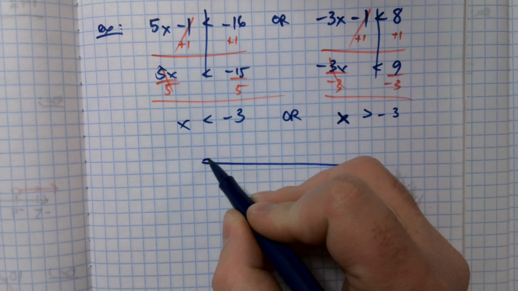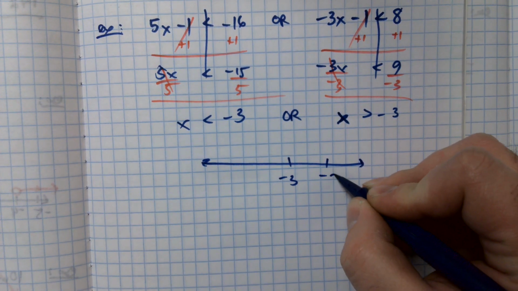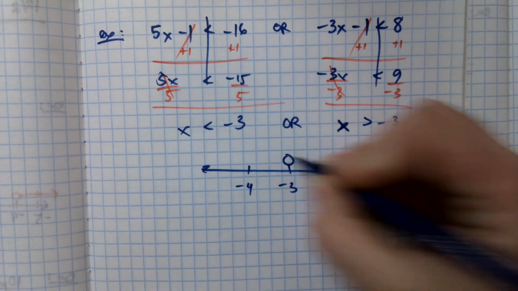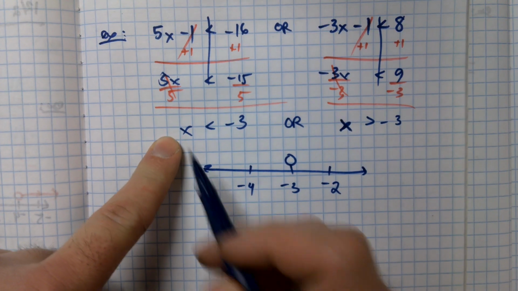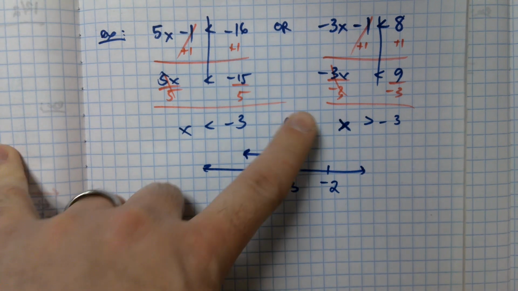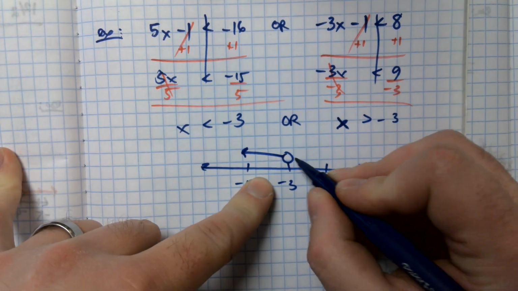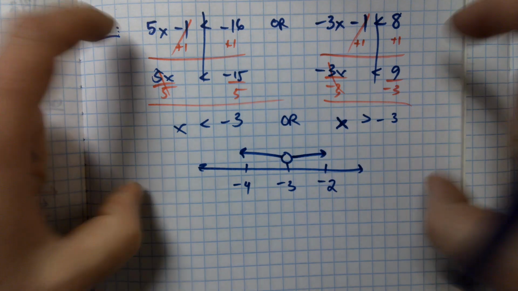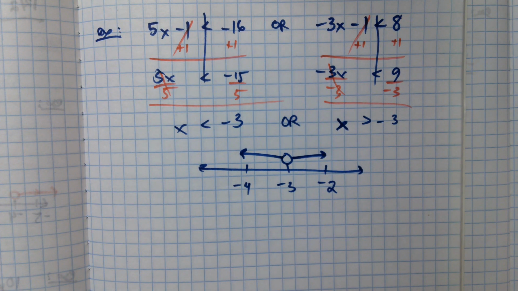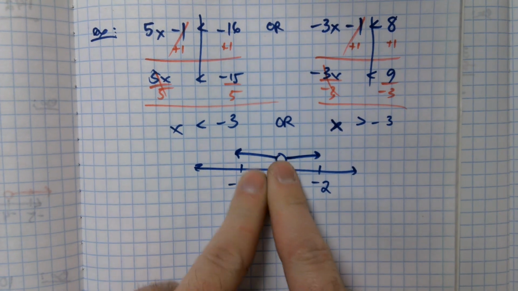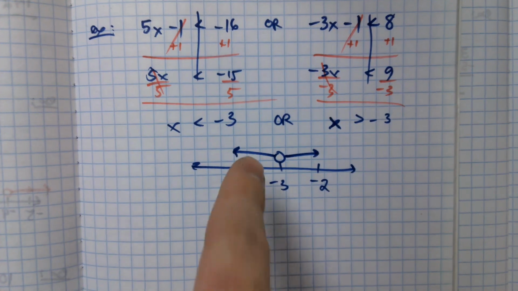So if I have a little number line here, all I've got is negative 3. What type of dot am I going to make at negative 3? Open. Now, for this first one, all values of x less than negative 3, like negative 4. For this one, it's all values greater than negative 3, like negative 2. What's the only thing that is not a solution to this compound inequality? Negative 3. All real numbers except negative 3. That's my little open dot. That's what technically still makes this a union.